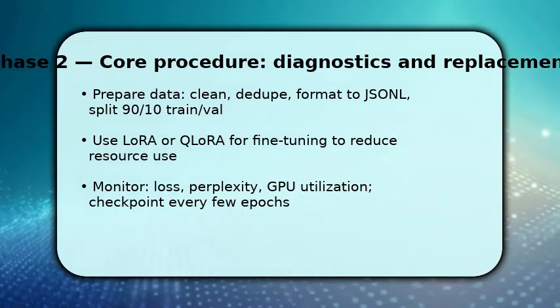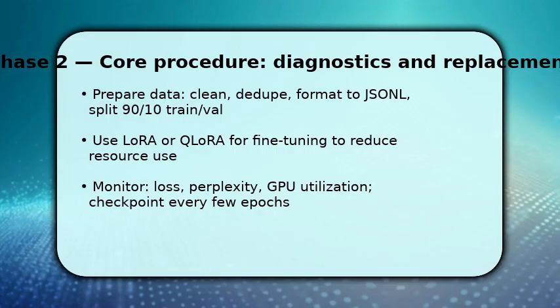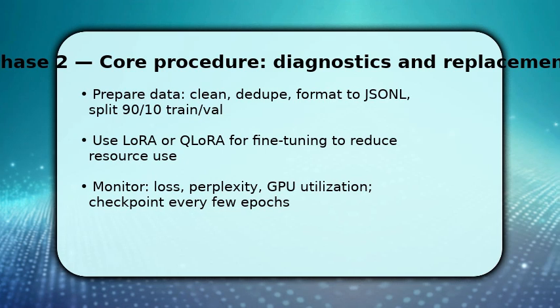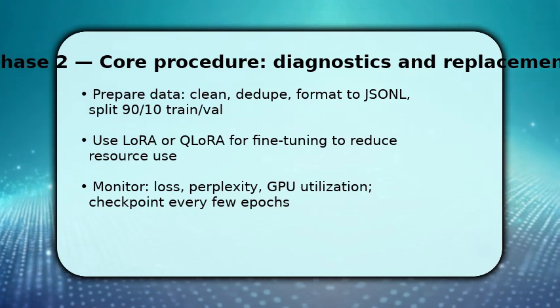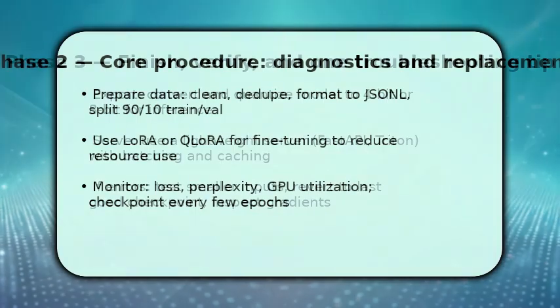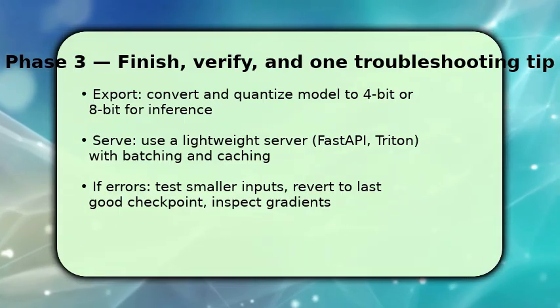While training, track loss and perplexity, and watch GPU utilization to adjust batch size. Save checkpoints regularly and validate after each major change, because iterative testing lets you finish by exporting and quantizing the tuned model to 4-bit or 8-bit for efficient inference, since quantization reduces memory and latency.